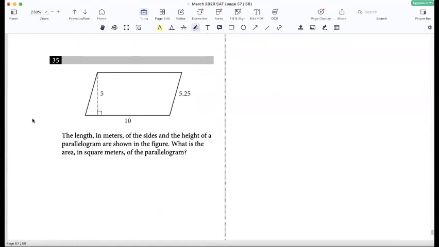The length in meters of the sides and height of a parallelogram are shown. What is the area of the parallelogram? So area of a parallelogram is base into height. Base is 10 and height is given as 5. So this is 50.